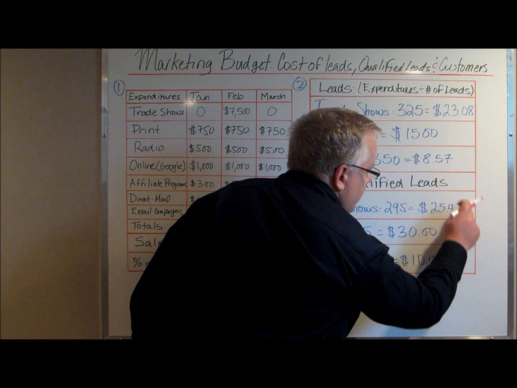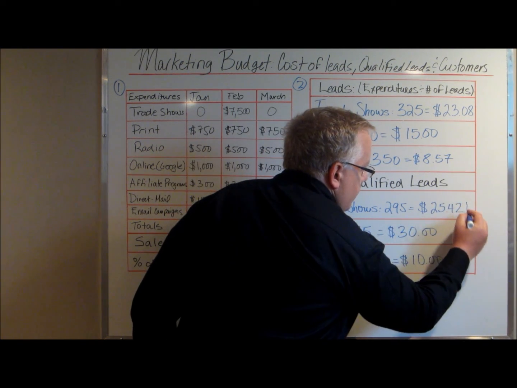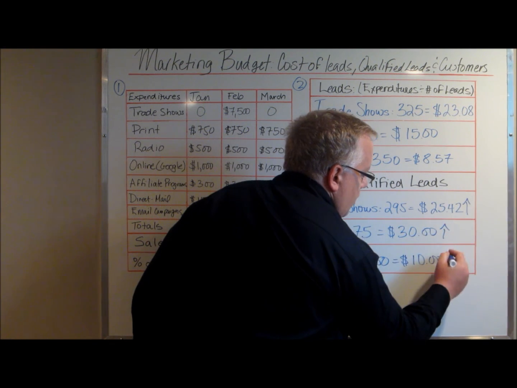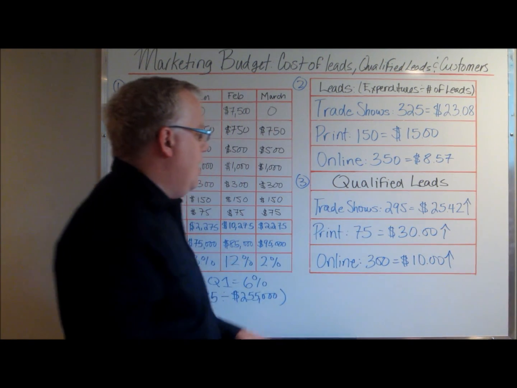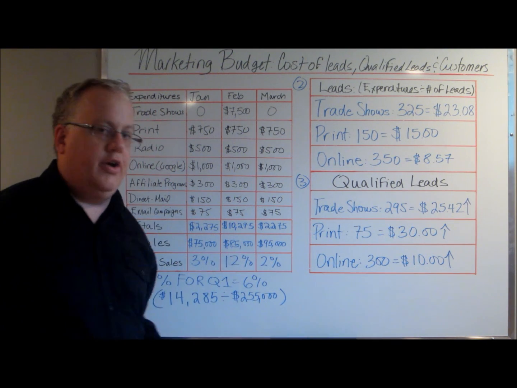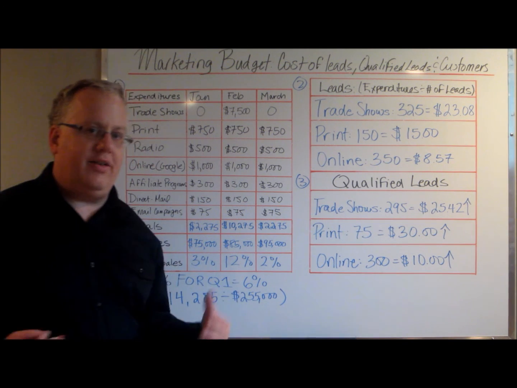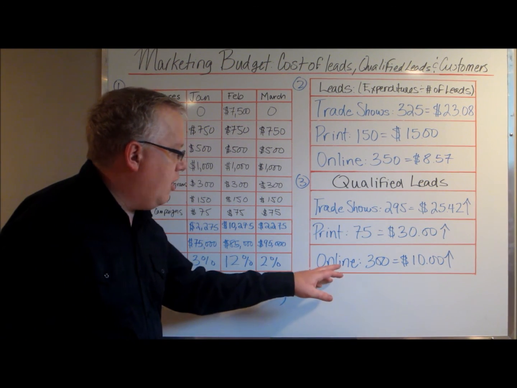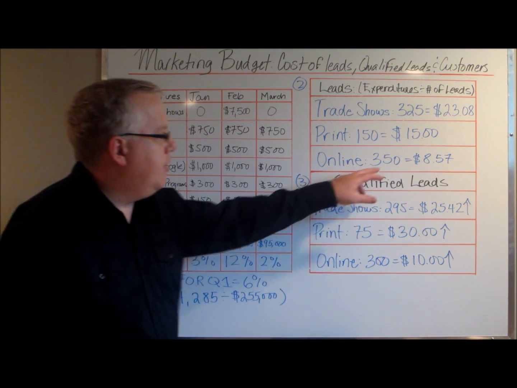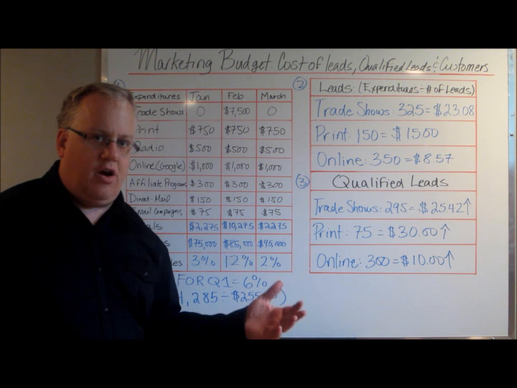Okay, all of these marketing strategies, you're going to see an increase once you determine your cost of qualified leads. Okay, print went from 150 to 75, so not a very good marketing campaign. It's double the cost once you analyze exactly who you should be dealing with. And then online marketing is fairly accurate, so 350 to 300 is $10 as a cost per qualified lead.